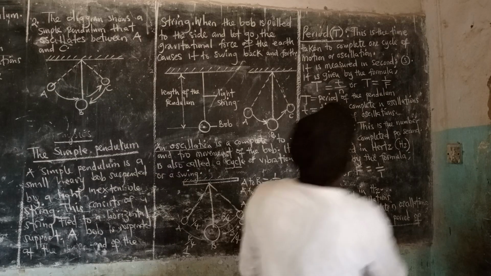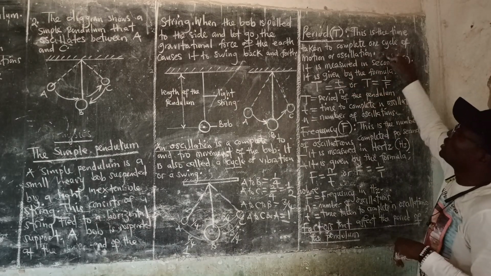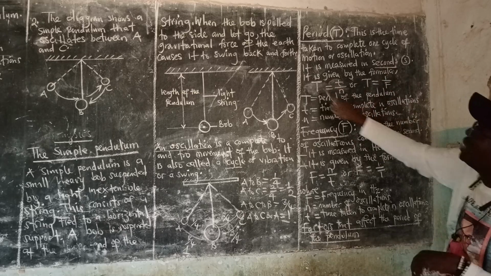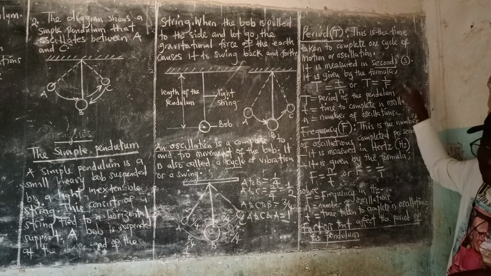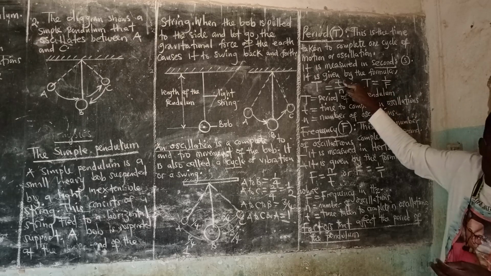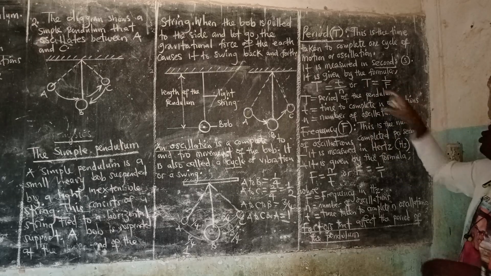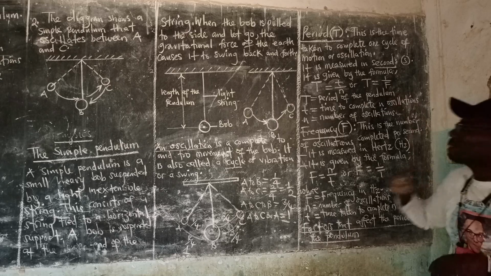Then think about the period. This is the time taken to complete one cycle of the motion, one oscillation. It is measured in seconds, and it is given by the formula T is equal to t over N, or T is equal to 1 over f. Sometimes you cannot be given the time and the number of oscillations, but you can be given the frequency. So after you are given the frequency, you can use this formula. Are you okay there? Yes.